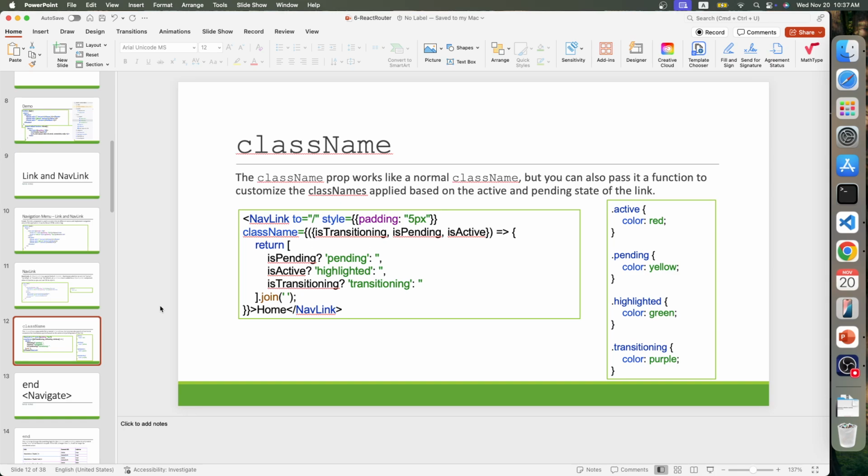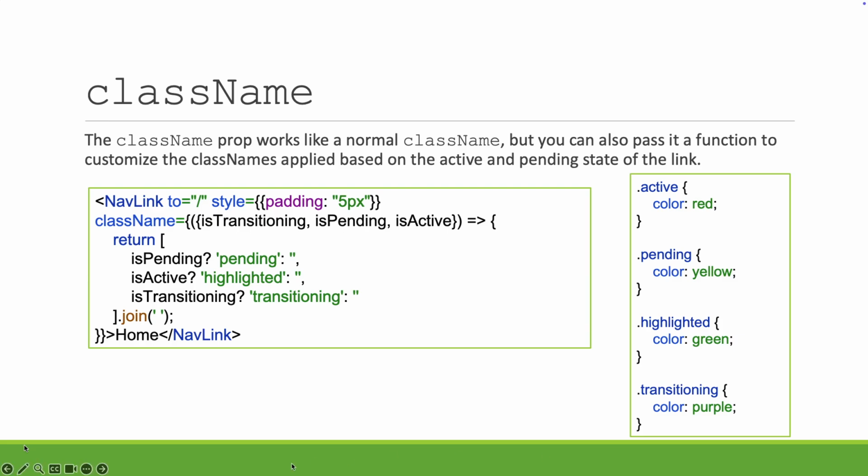And to do that, we have to work with the class names. Let me show it. The className prop works like a normal class name. On the NavLink, you have a className property, but you can pass a function to customize the class names applied based on the active and pending state of the link, which means by default it is active. So if you don't want the default active and want to highlight it your own way, then you can do it this way. So here, let me show you.